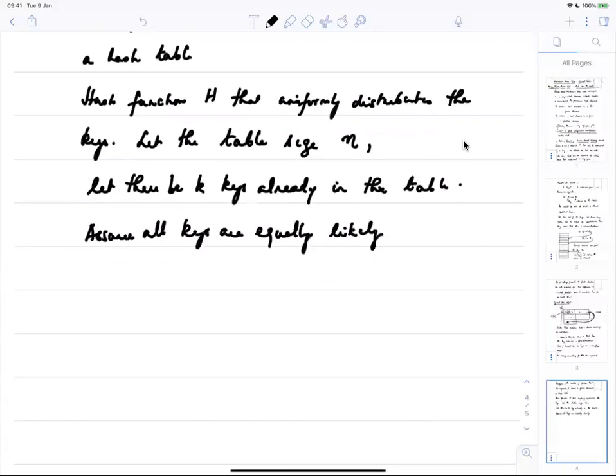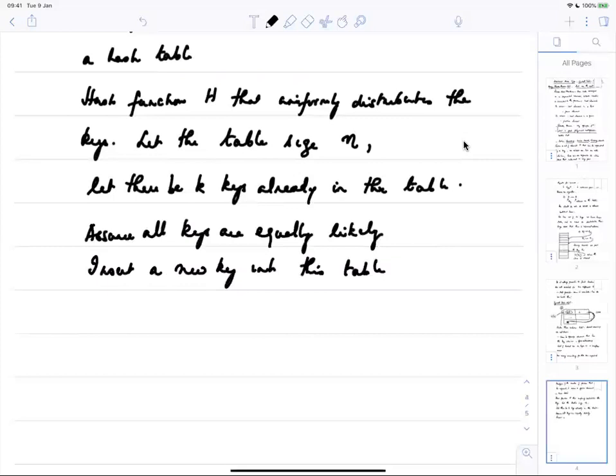Basically the idea is to find out how many extra probes may be required, whether it's for insertion or deletion does not matter. So we are trying to insert a new key into this table.